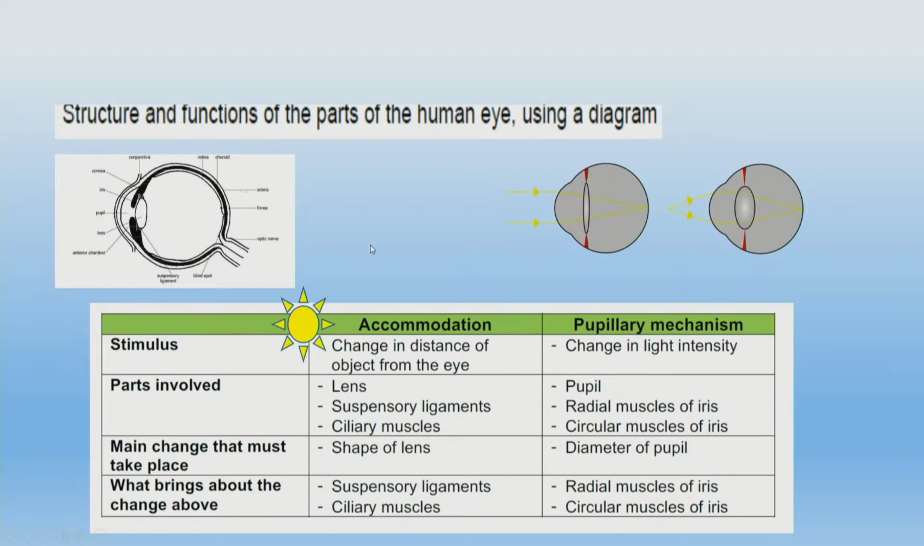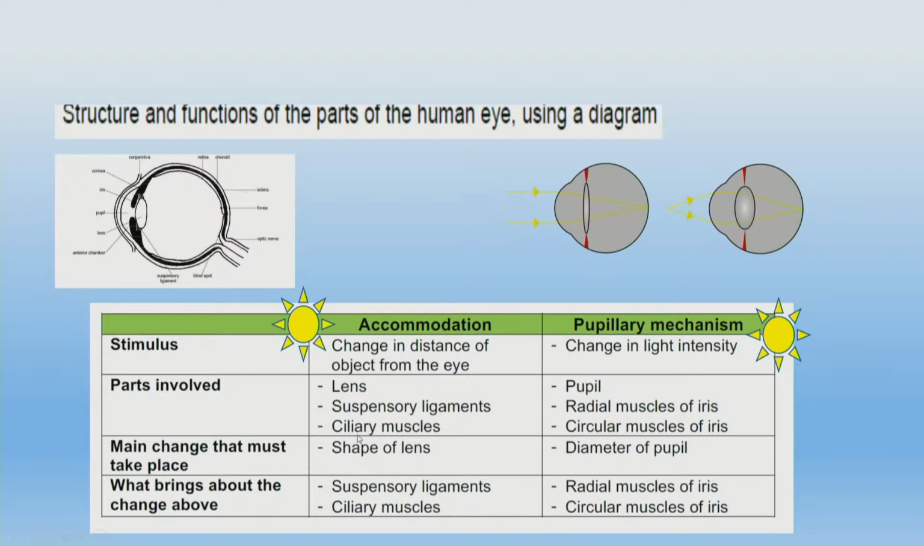And then another thing which is very important with the human eye. So please remember accommodation, functioning of the eye, accommodation and pupillary mechanism. And then this is what we have here. The stimulus under accommodation is the change in the distance of the object from the eye. And then for pupillary mechanism, we have the change in light intensity. And then parts which are involved. What are those parts which are involved in accommodation? So we have the lens, suspensory ligaments, and ciliary muscles.